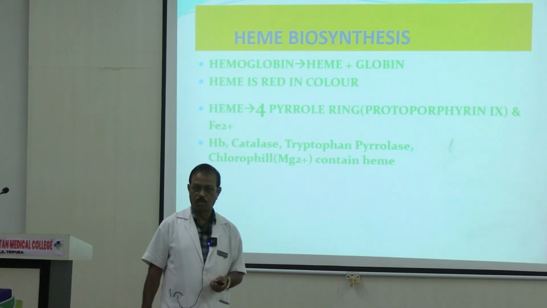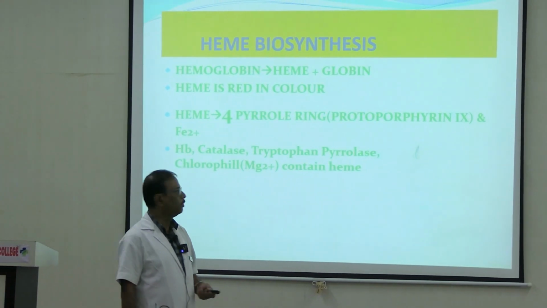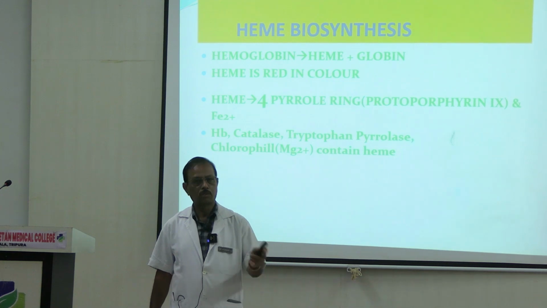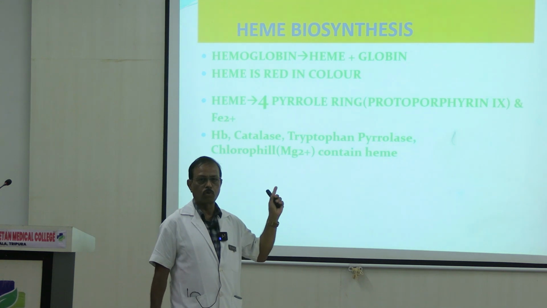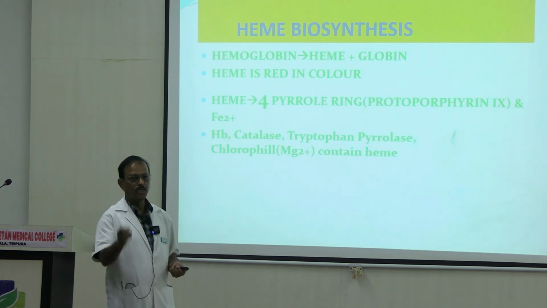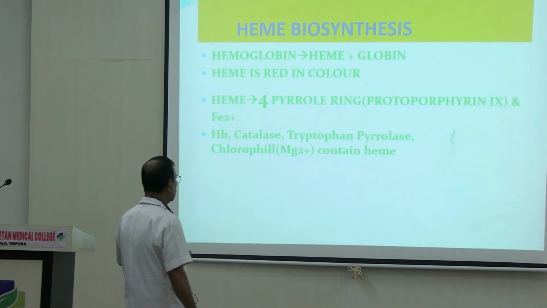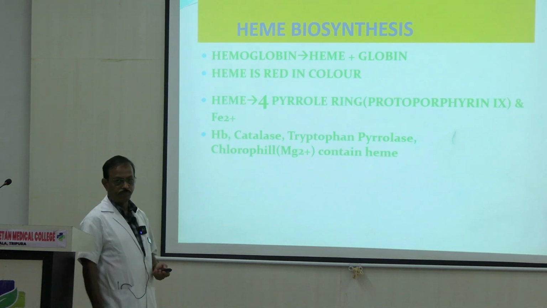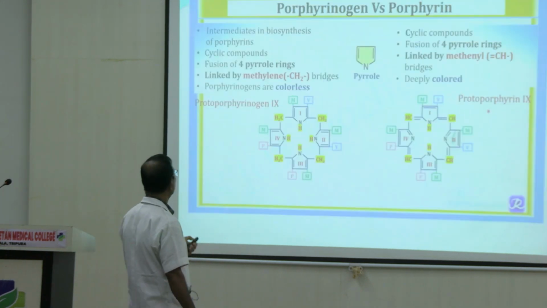Protoporphyrin 9 is also called protoporphyrin 3. It is the same thing. Previously the nomenclature protoporphyrin 9 was used; nowadays 9 is also used, 3 is also used. Whatever is used, it is the same protoporphyrin. That protoporphyrin contains iron in ferrous form at its center. There are some molecules which contain heme as a prosthetic group. We will see it later in detail.